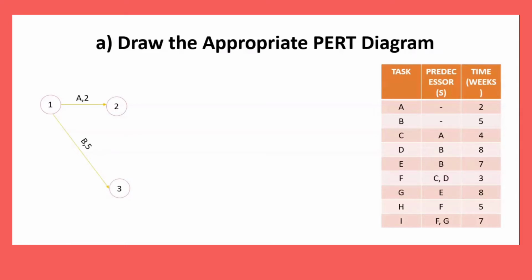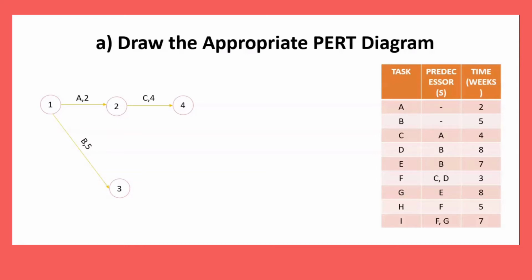Next is C. C's predecessor is task A. To start a new task, we must end or complete the previous node first. Because C is from A, we must end A first at node number 2, and then we start task C, duration time 4.